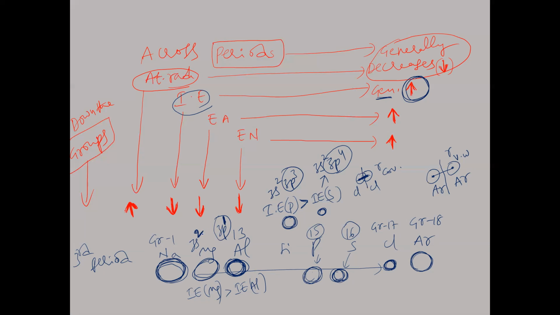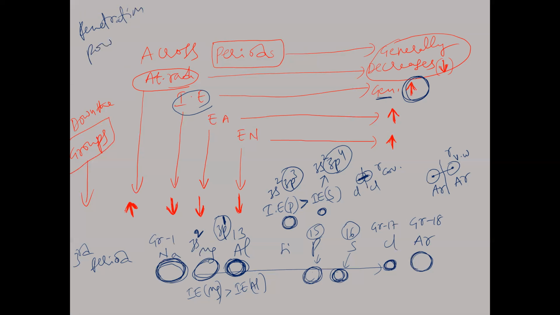Now here, if you want to remove an electron from 3s2, we have to remove an electron from the s orbital. If you want to remove an electron from aluminum, we have to remove it from the p orbital. So it is difficult to remove an electron from 3s2. Why? If you take 3s and 3p orbitals, which will have more penetration power?